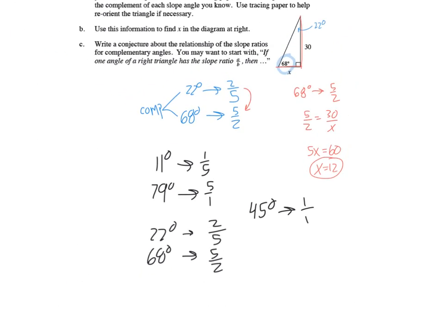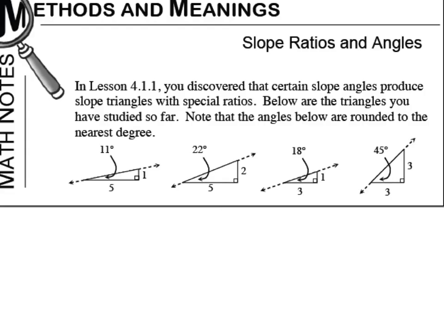So we're going to go to the math notes on the last slide, and that'll wrap her up for today. This again just re-emphasizes what we just talked about. It says in lesson 4.1.1, you discovered certain slope angles produce slope triangles with special ratios. Below are the triangles you've studied so far. And these are 3 or 4 triangles rather that I would put in my notes to be able to use for later reference.